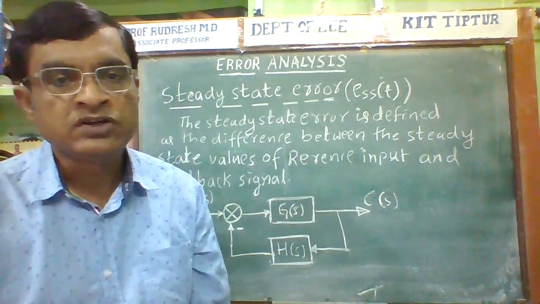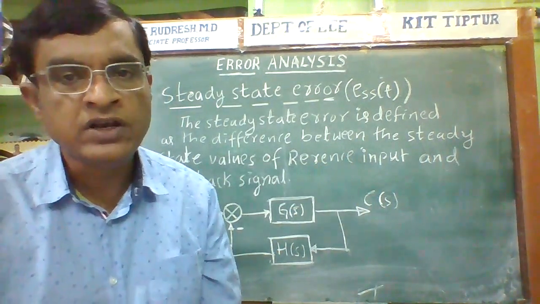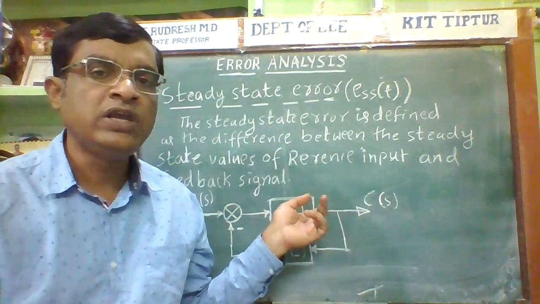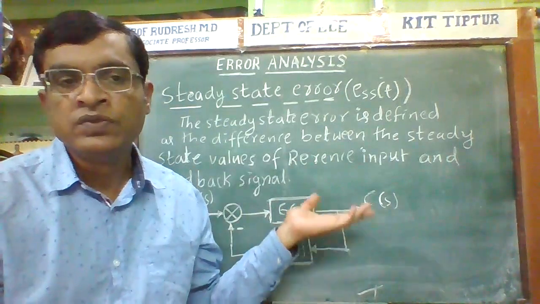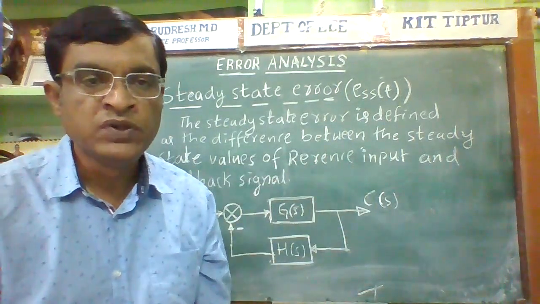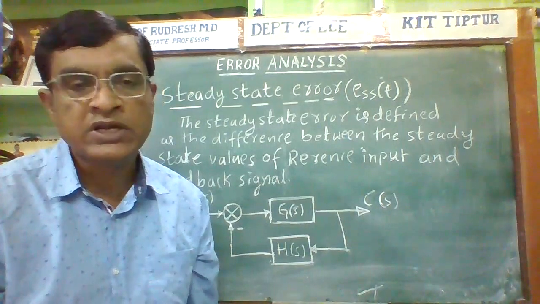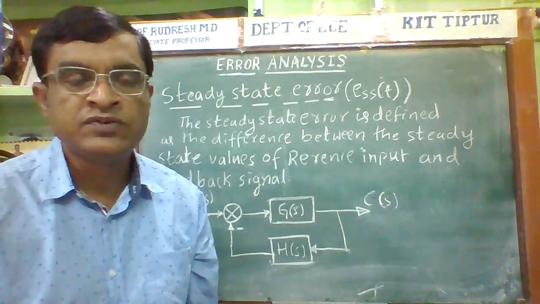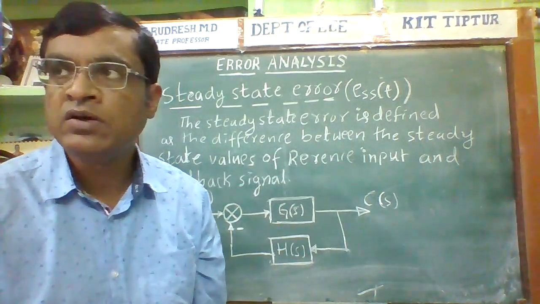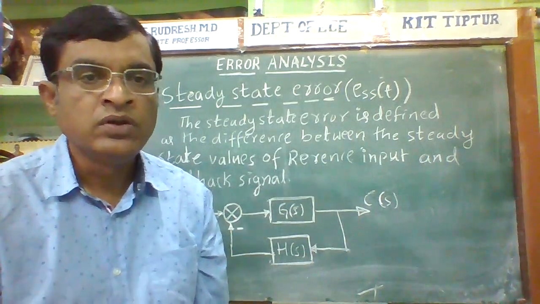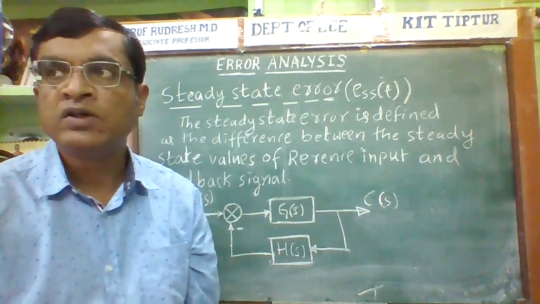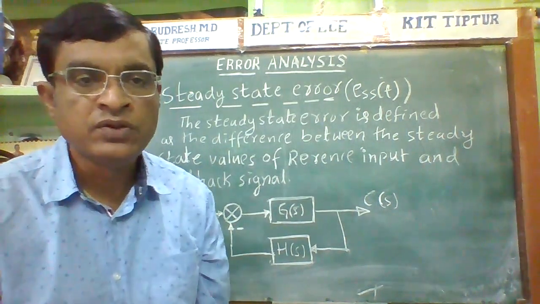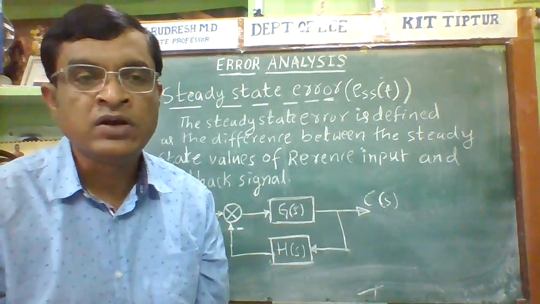E_ss(t), the expression for the steady state error. We need to derive it, and also the error constant or error coefficient. The error coefficient can be of two types: static error coefficient and dynamic error coefficient. The static error coefficients are the static position error coefficient, the static velocity error coefficient, and the static acceleration error coefficient.